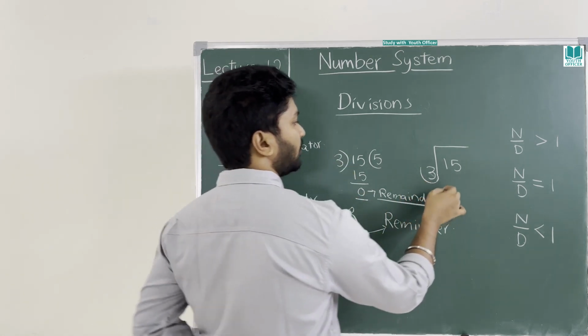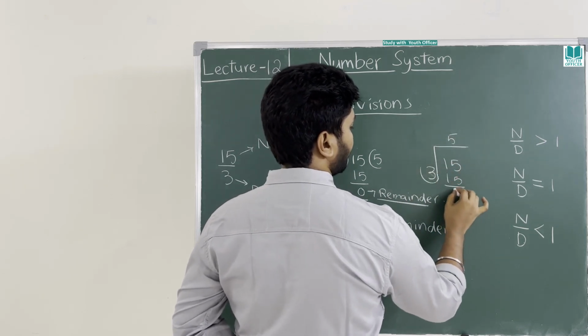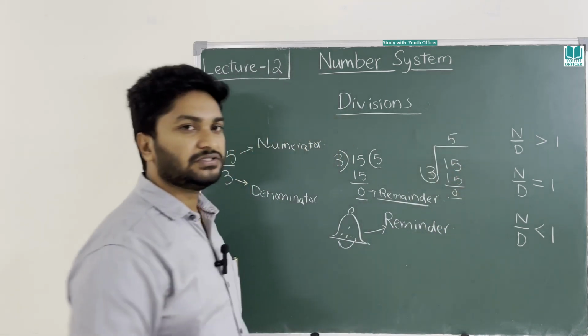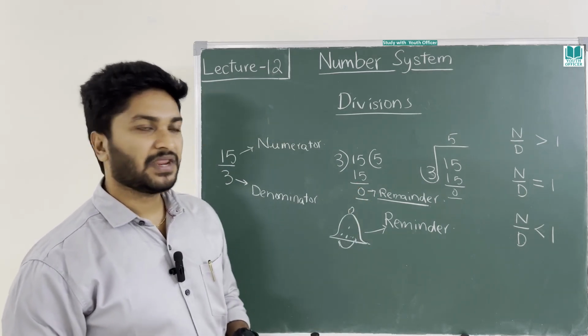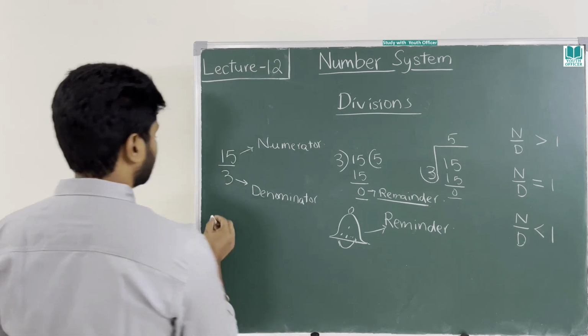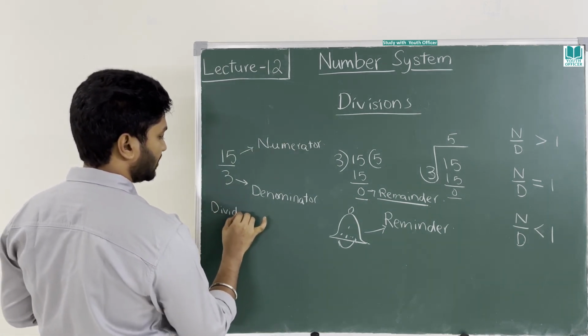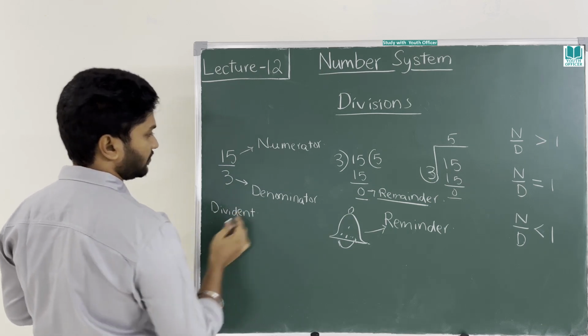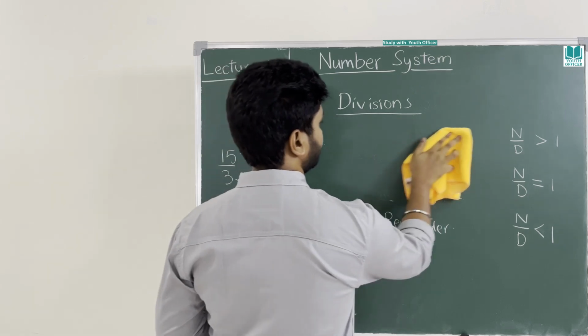Or in this notation, what they do is, here 5 times they put 15, 0. Any method you can use to do the divisions. What exactly is the division? I will tell you the parts of division later on. What is the dividend and all that? I will explain later on. First of all, what is a division?